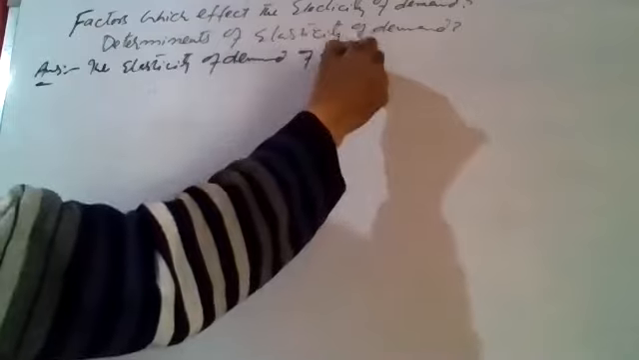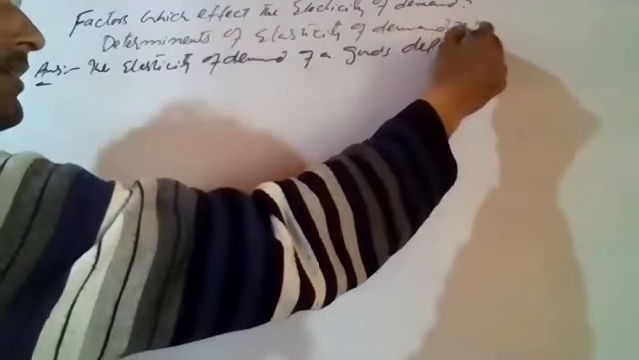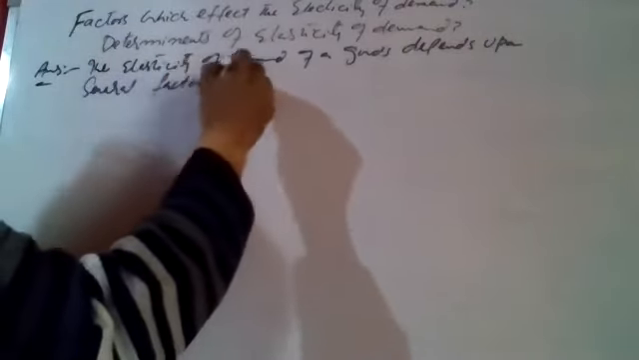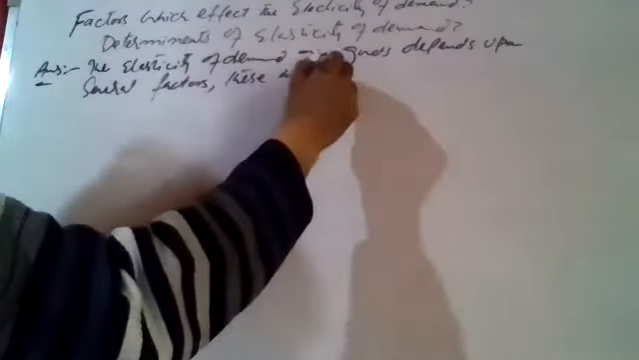The elasticity of demand of a good depends upon so many factors. The elasticity of demand of a good depends upon several factors. These are as under. So कौन कौन से फैक्टर्स हैं जो किसी चीज की इलास्टिसिटी कम रखती है या ज्यादा रखती है.